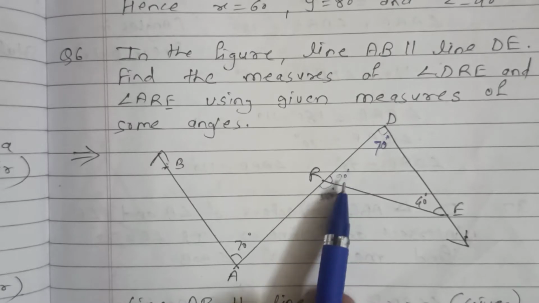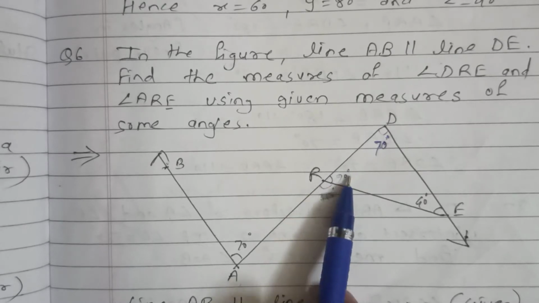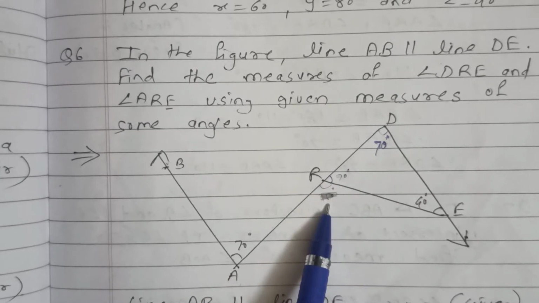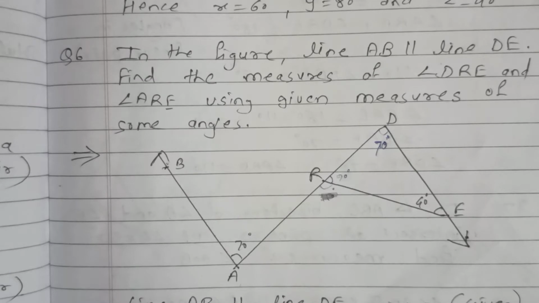Now these two angles are a linear pair of angles, that is, the sum of these two angles is also 180 degrees. As this is 70 degrees, this will be 180 minus 70, that is 110 degrees. Okay, now let us see the explanation again.